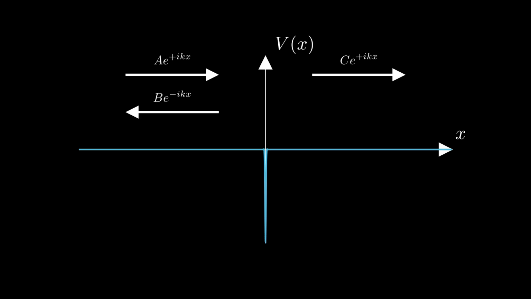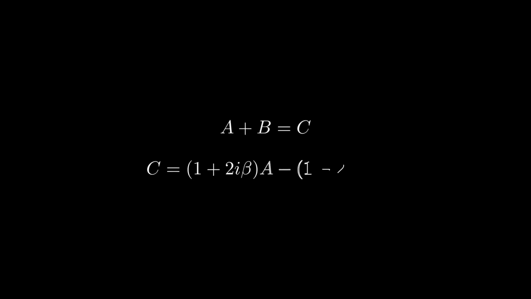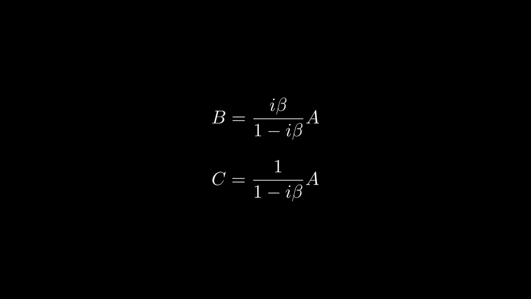In these types of scattering experiments, we can typically eliminate one of the waves on one side of the delta function. In this case, we'd set d equal to 0. Using the continuity and jump conditions, we can solve for B and C in terms of A using algebraic manipulation. Now, imagine that A times e to the ikx is the incident wave.